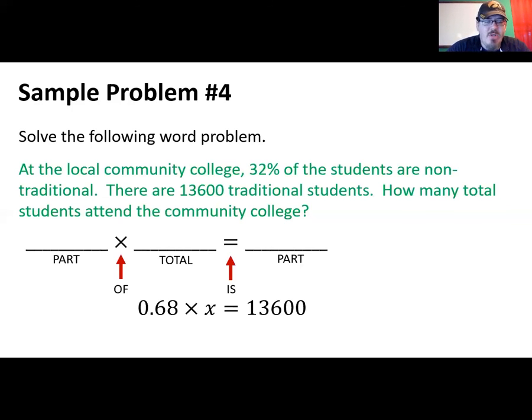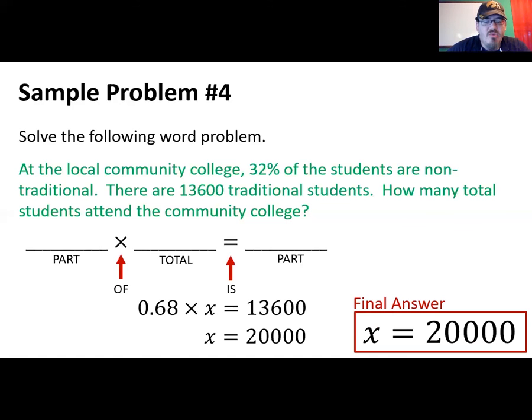Now I'm trying to figure out the total number of students, so that's why X goes in that total space. So again, I'm left with a one-step equation that I need to solve. I'm going to divide both sides by 0.68 to get my solution, and X equals 20,000. So when all is said and done, there are 20,000 total students at the community college. 13,600 of them are traditional students. The rest, which would be 6,400, are the non-traditional.